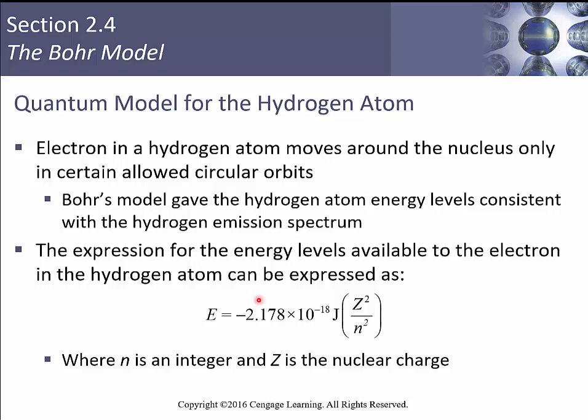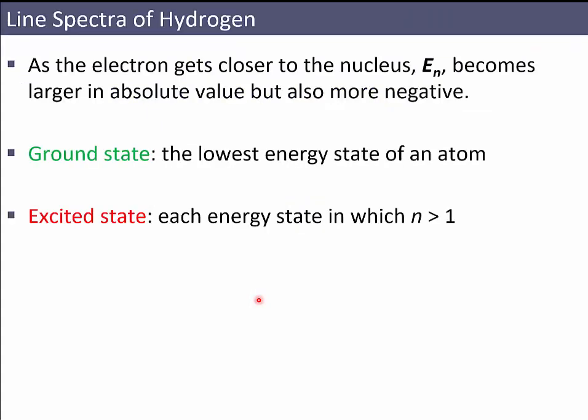There is another equation called the Rydberg equation, which will be just for the hydrogen atom, and it will describe those energy transitions. As the electron gets closer to the nucleus, E sub n becomes larger in absolute value, but also more negative. The ground state is the lowest energy state of the atom, and an excited state is an energy state in which n is greater than 1. So you're taking an electron that's going from a low energy state up into a higher energy state.